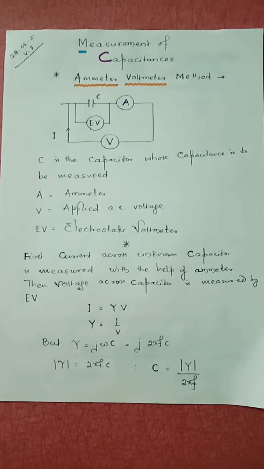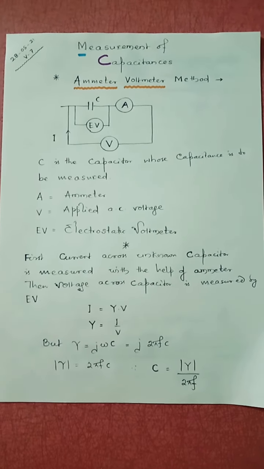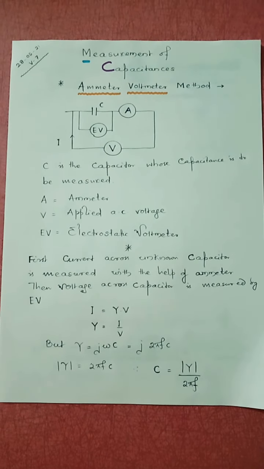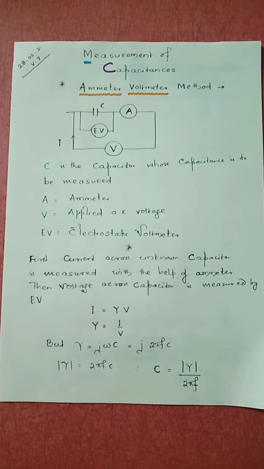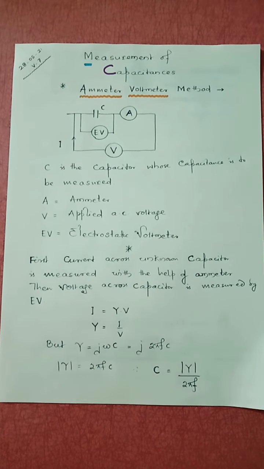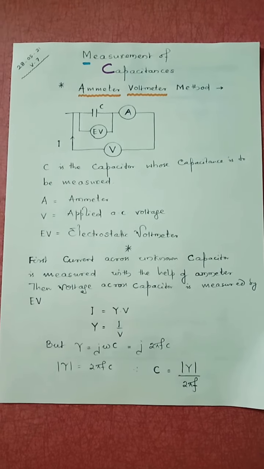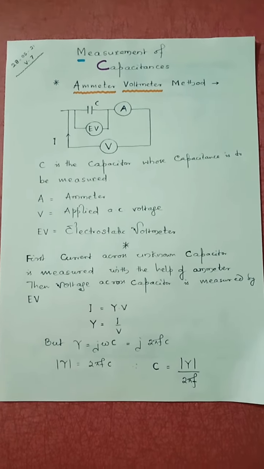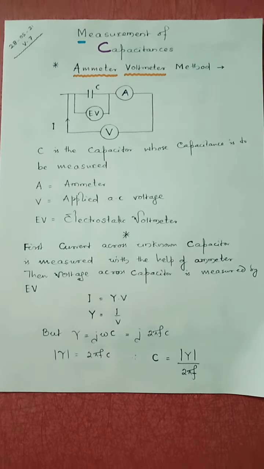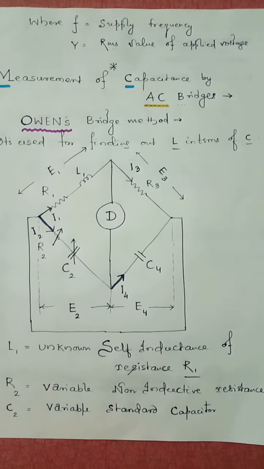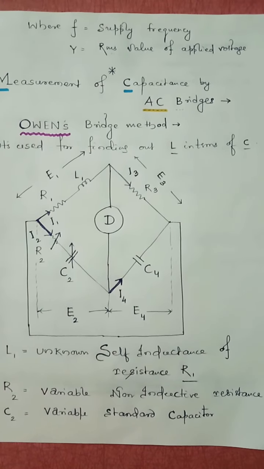Mathematically, I is equal to YV or Y is equal to I by V. But as we know, Y is equal to J omega C or J into 2 pi FC. So magnitude of Y is equal to 2 pi FC. So C is equal to magnitude of Y by 2 pi F, where F is supply frequency, and V is RMS value of applied voltage.